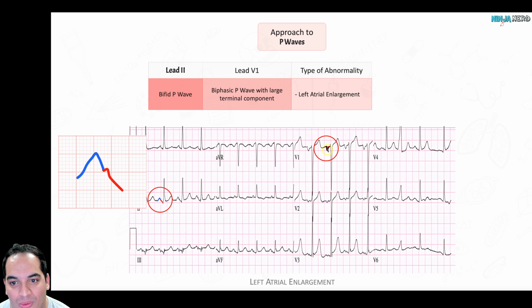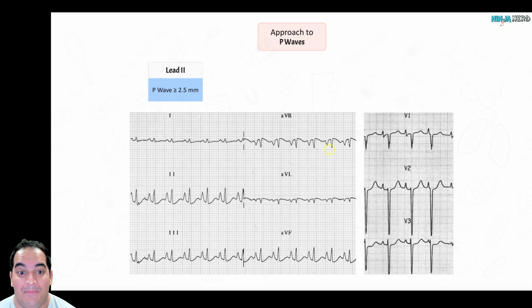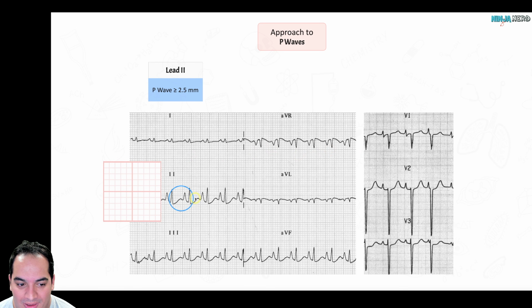And that's super important because there are different reasons why patients could have left atrial enlargement. Their left atrial pressures could be high because their left ventricular pressures are high in scenarios of left heart failure. It could be due to a cardiomyopathy that creates elevated left ventricular pressures, or it could be due to mitral valve diseases that cause left atrial pressures to be high, like mitral valve stenosis.